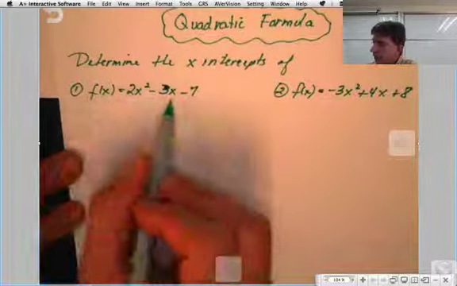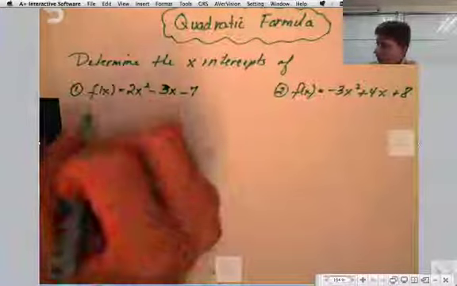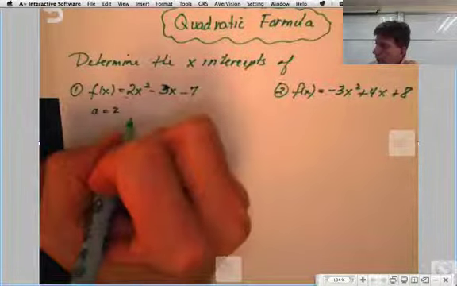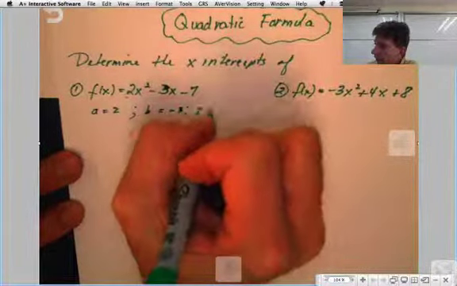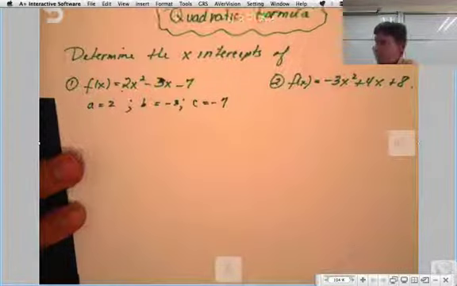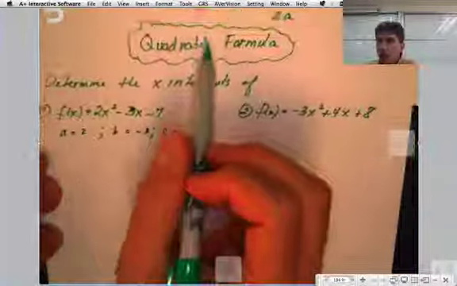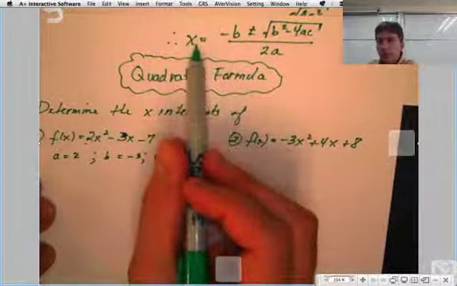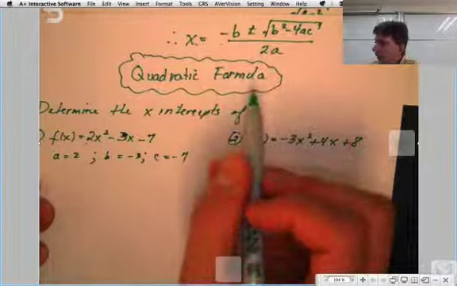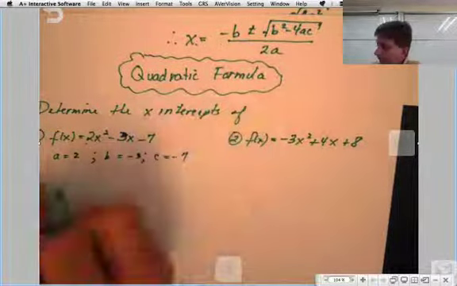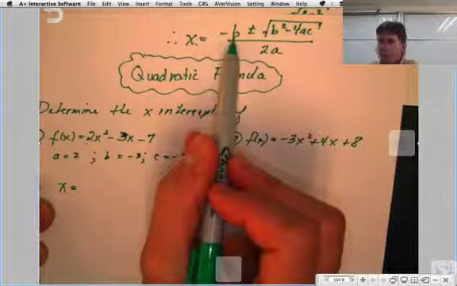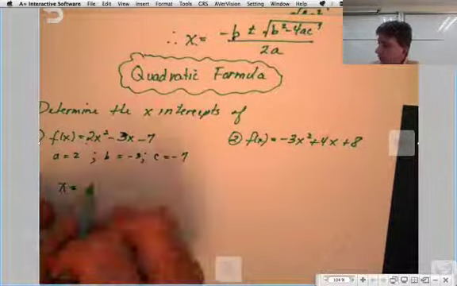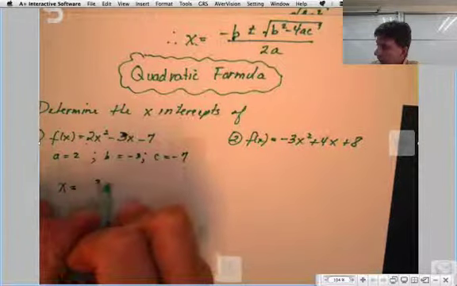So this is in standard form. So a is 2. So let me write that. A is 2. B is equal to negative 3. And c is equal to negative 7. So using our quadratic formula, I could replace now a, b, and c with each of those values. So I get x is equal to, this says to take the opposite of whatever b is. Well, in our case, b is negative 3, so the opposite of negative 3 would be positive 3.